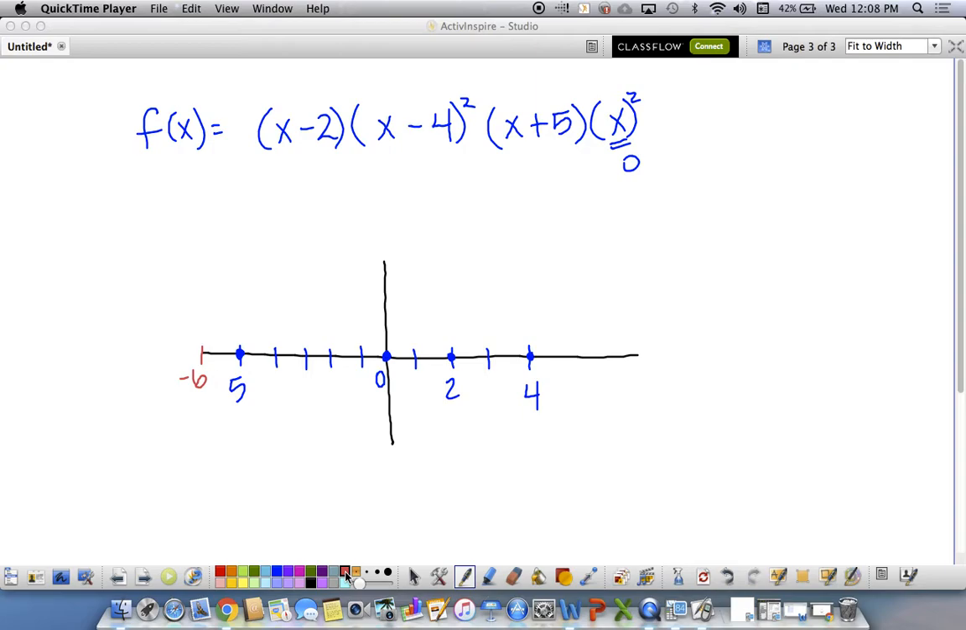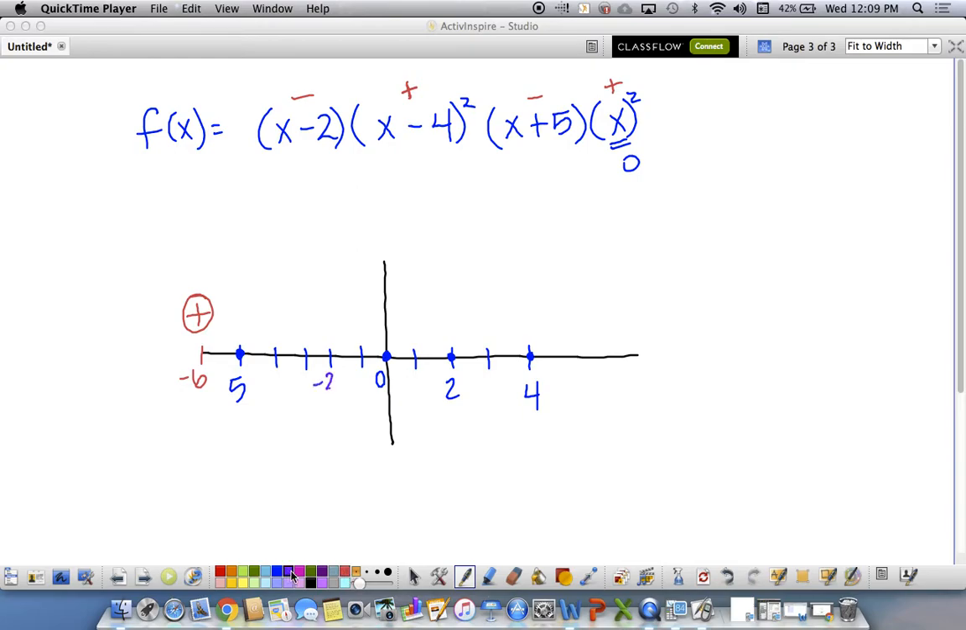What's happening at negative 6? Negative 6 minus 2 is going to be negative. Negative 6 minus 4 is a negative 10 squared. But a little hint, whatever you plug in, it's going to be positive. So I might as well just leave a positive there every time. Negative 6 plus 5 is going to be negative. Negative 6 squared, still going to be positive. So a negative times a positive times a negative times a positive is going to be positive.